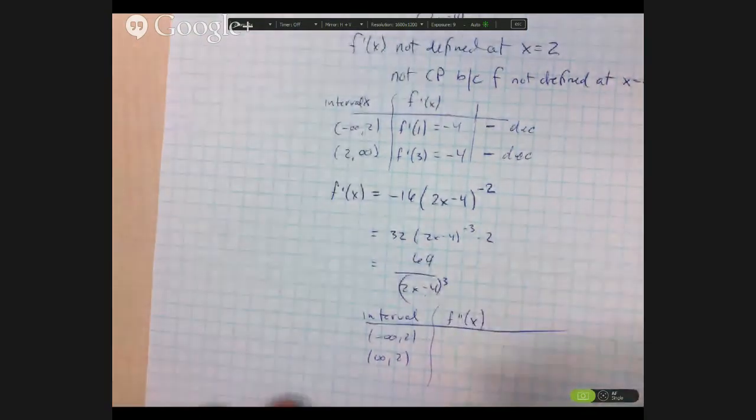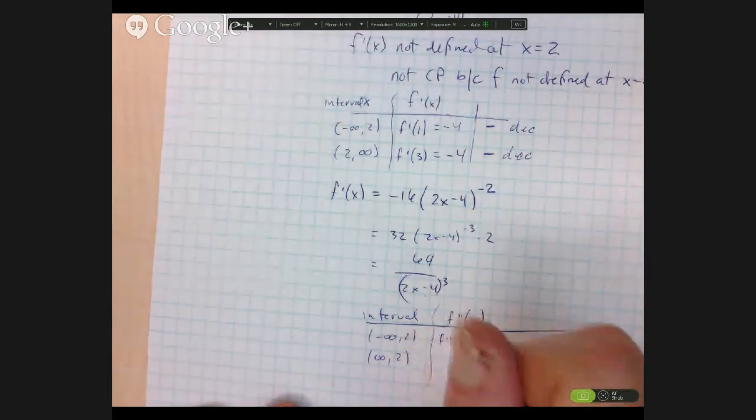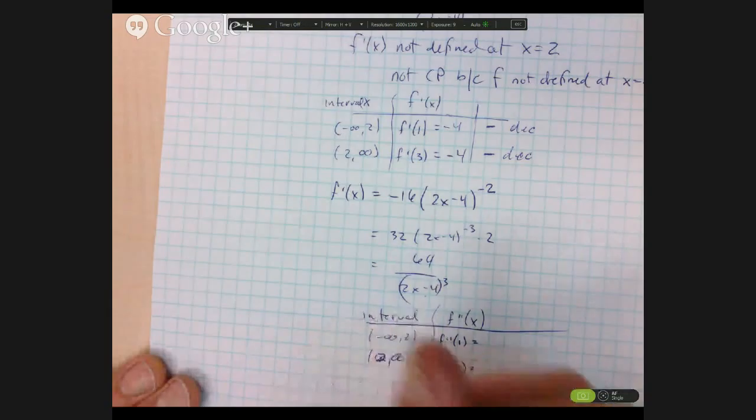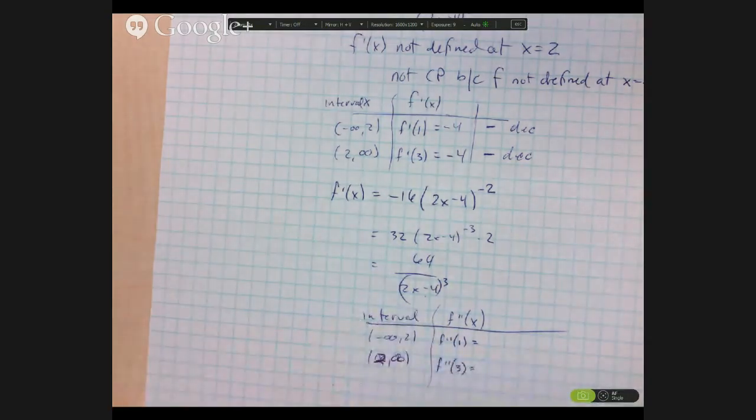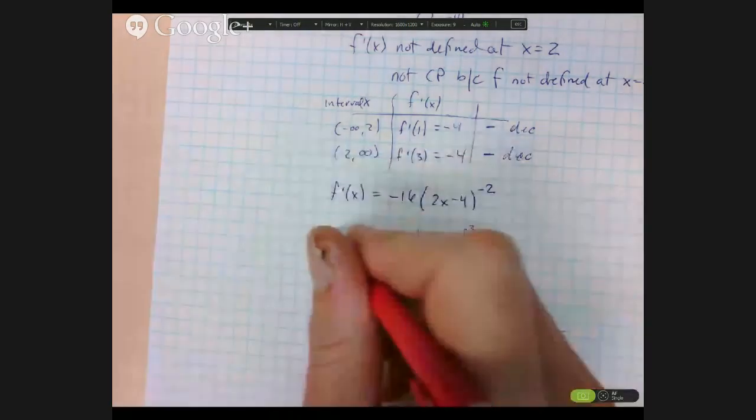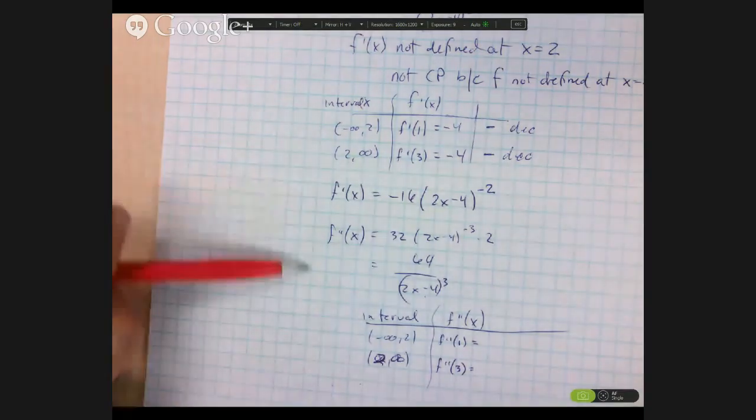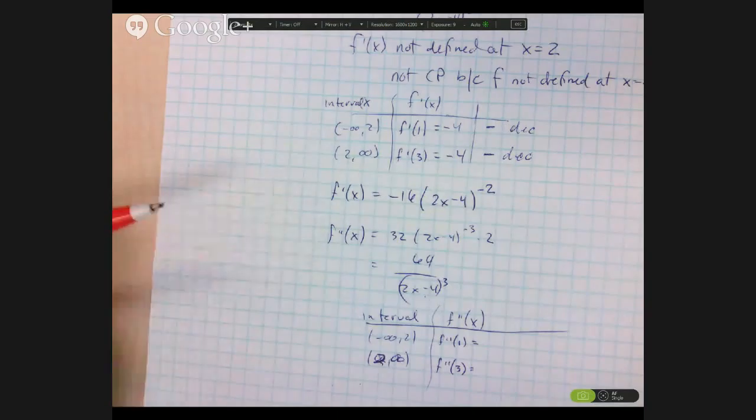So now, test f double prime. What is f double prime going to tell us? You have your infinity and your 2 backwards. Oops. You should probably put a double prime on your second derivative. Good point. Some of you had very similar issues. Make sure you're labeling your second derivative, your first derivative, etc.